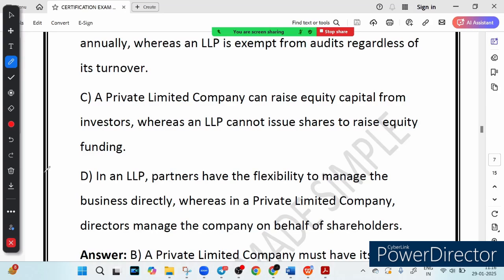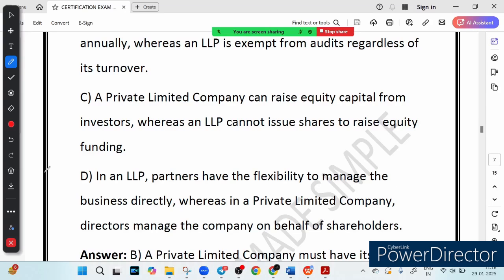So you should know that a private limited company must have its accounts audited annually, while in the case of an LLP, this is wrong. So let's summarize the facts. They are governed by different acts. An LLP needs audit if turnover exceeds 40 lakh or capital exceeds 25 lakh. A private limited company must get audited annually.